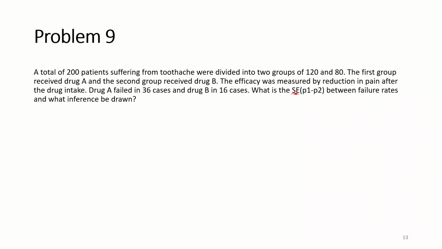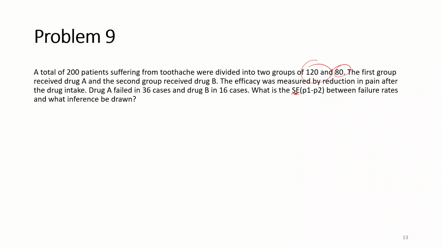So, can you explain the question? A total of 200 patients suffering from toothaches were divided into two groups, 120 and 80. The first group received drug A, the second group received drug B. The efficacy was measured by reduction in pain after the drug intake. Drug A failed in 36 cases and drug B failed in 16 cases. So we have to find the standard error between the failure rates and what inference is drawn.